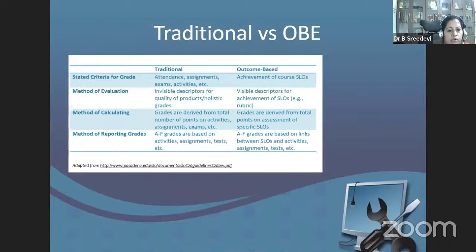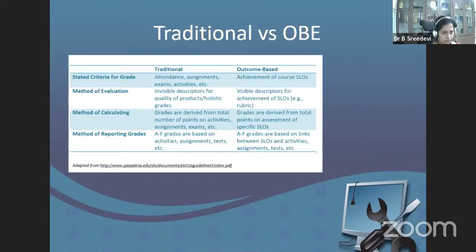So grades are derived from total points on assessment of specific student learning outcomes. Earlier it was not like that. Again, it is the traditional method. We have fixed points: out of total points, 20 points are fixed for assignment, 20 points for activity, 60 points for exam. Like this we calculate in the traditional method. Then method of reporting grades, A to F, are based on activities, assignment, test, etc. Again, the main difference is earlier it was exam based or activity based. Now it is all clearly stated and SLO based.